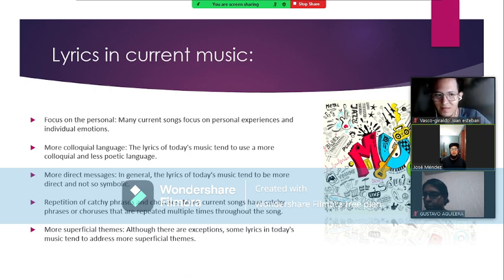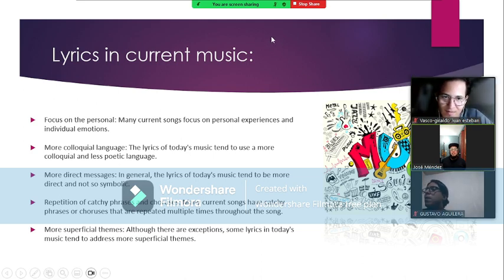Point number two, more colloquial language. The lyrics of today's music tend to use a more colloquial and less poetic language. For example, the norteño band, la banda norteña.